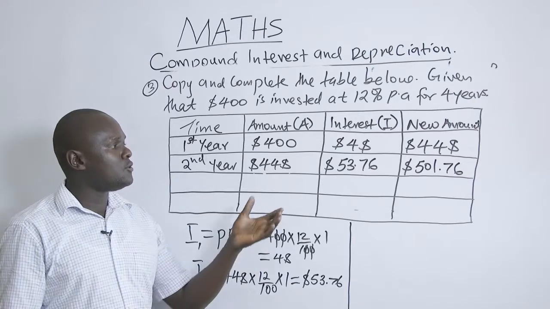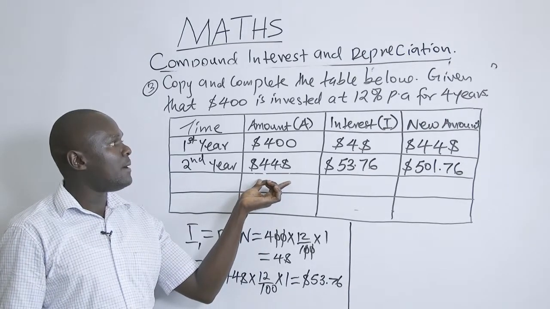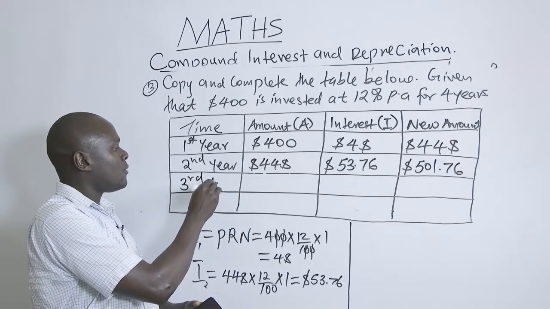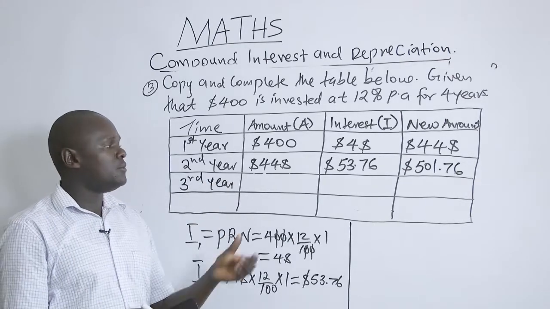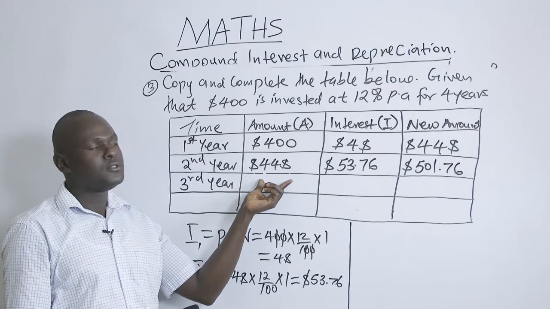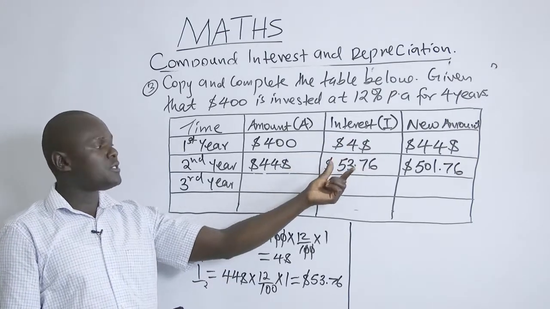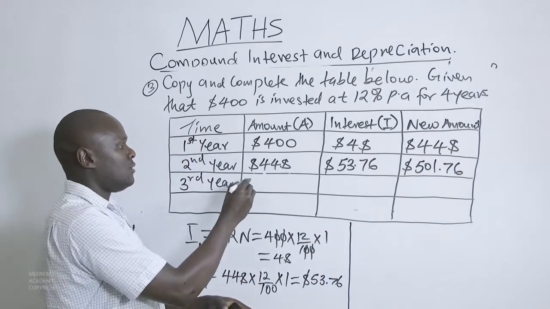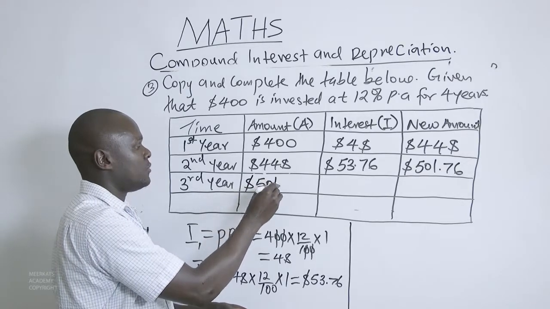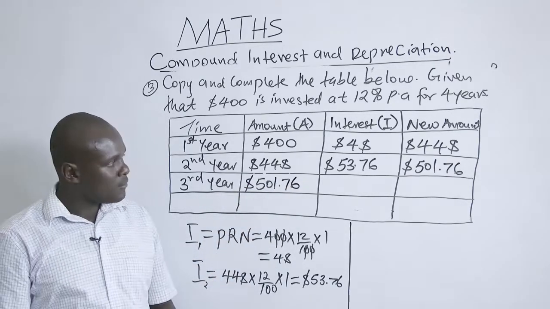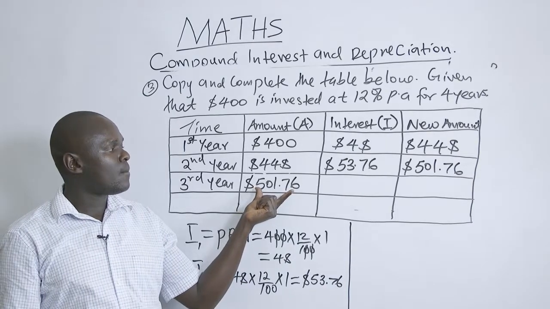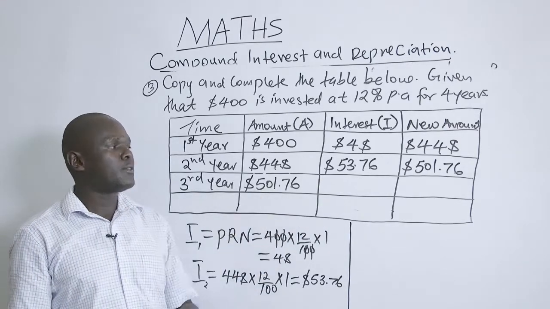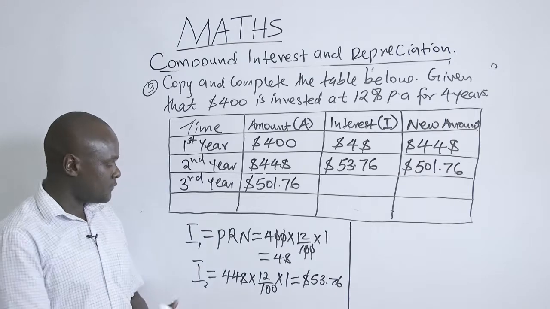I hope you can now help me to get the amount in this first column during the third year. What will be the amount? Just from the previous row, we said that this amount here will be the bank balance at the end of the second year. So this amount will be 501.76. How much will this amount attract in terms of interest in the third year? Because we are on the third year, we are still applying the simple interest formula.